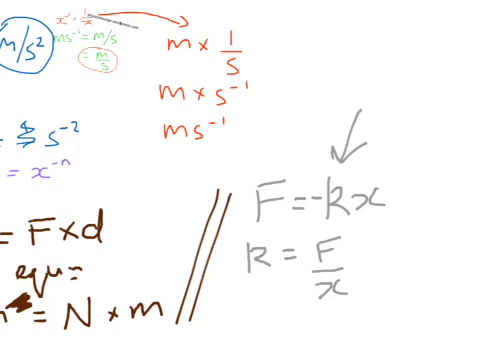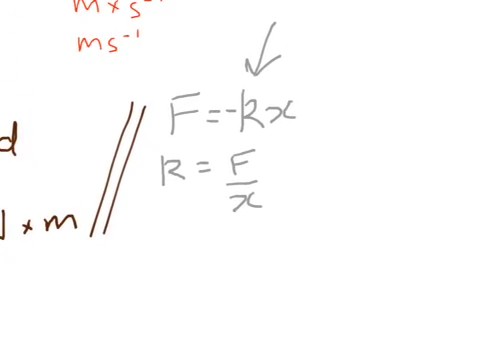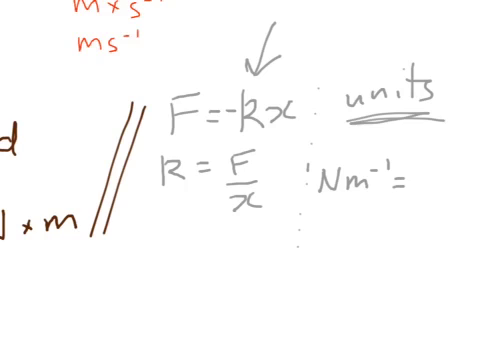So if we're looking at the units for that, let's just do a bit of a line to separate those two. The units for spring constant is newtons per meter, and we can see from the equation it's force, which is newtons, over x, which is distance measurement, the distance you're extending the spring in meters.